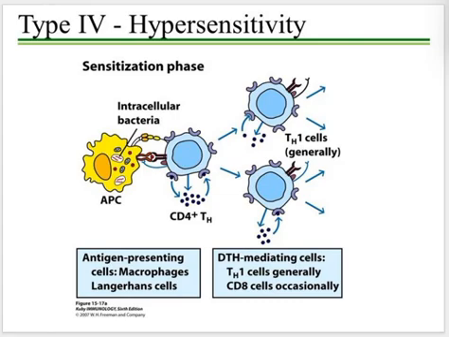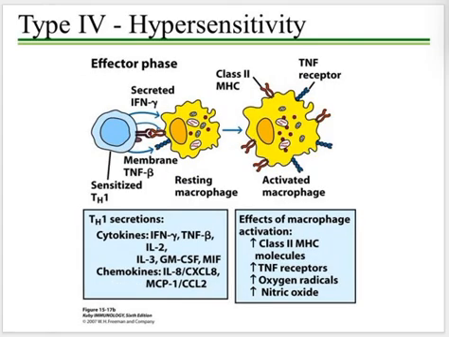During the effector phase of type 4 hypersensitivity, sensitized Th1 cells interact with resting macrophages, activating them through cytokine release. These cytokines include interferon gamma, tumor necrosis factor beta, and several interleukins, which enhance macrophage functions like antigen presentation and production of reactive oxygen species. Activated macrophages then contribute to tissue damage and inflammation. This cellular dialogue explains the delayed and sustained nature of type 4 hypersensitivity reactions.